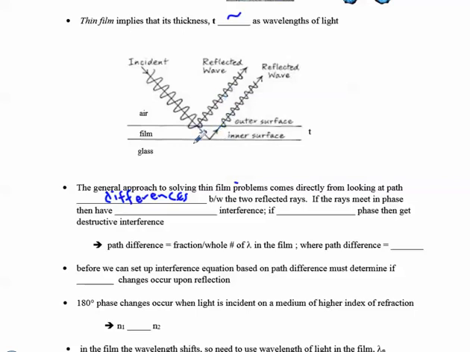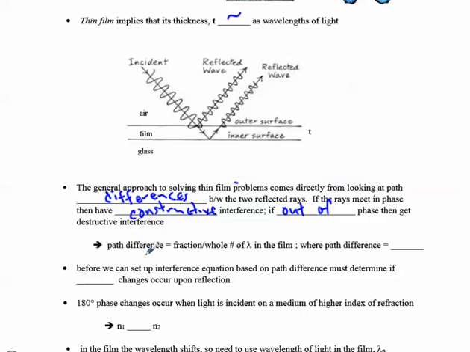If that path difference corresponds to being in phase or out of phase with this initial reflected ray, then we can talk about constructive or destructive interference. If the rays meet in phase, then of course we're going to have constructive interference, as we've seen before. And if they are out of phase, then we're going to get destructive interference. The hard part about this is just determining whether they're meeting in phase or out of phase. That requires a little bit of a procedure to follow, and we'll set that up in a few seconds.